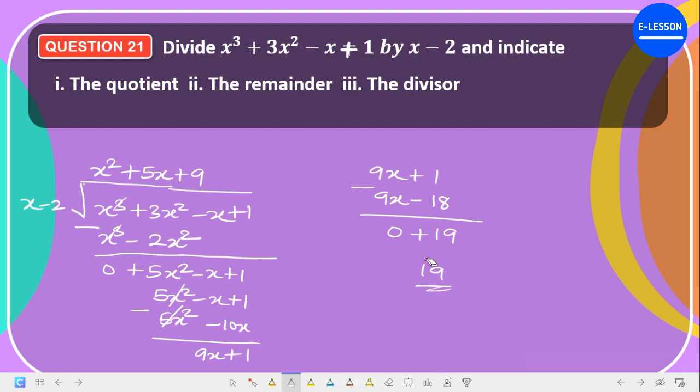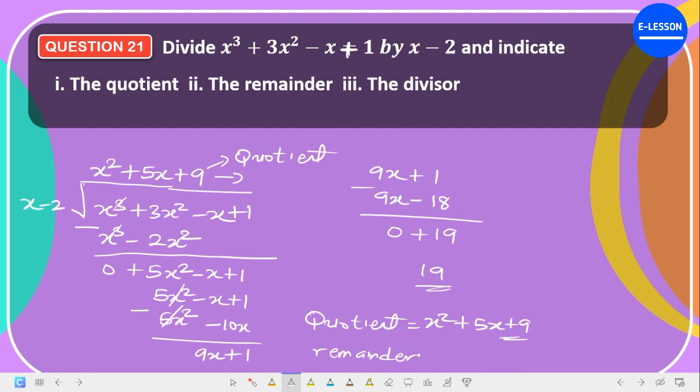19. Remainder is 19. Now, the question is indicate the quotient. Now, the quotient is what you got after dividing. So this is the quotient. Are we getting it? This is the quotient. So you can say here, quotient is equal to x squared plus 5x plus 9. That is the quotient. Indicate the remainder. The remainder is 19. Remainder is what is remaining after you divide, which is a constant term here. What?